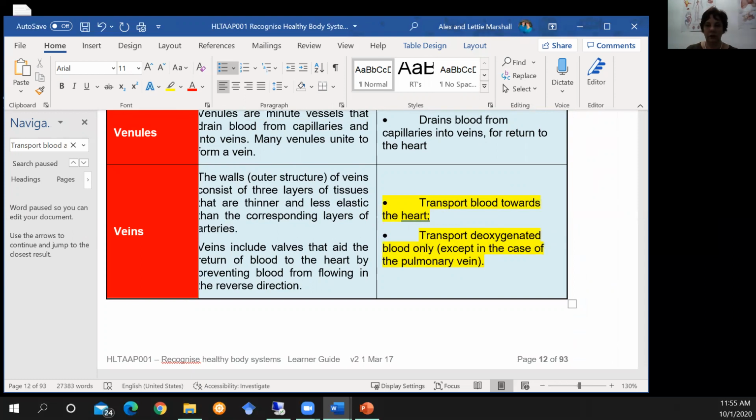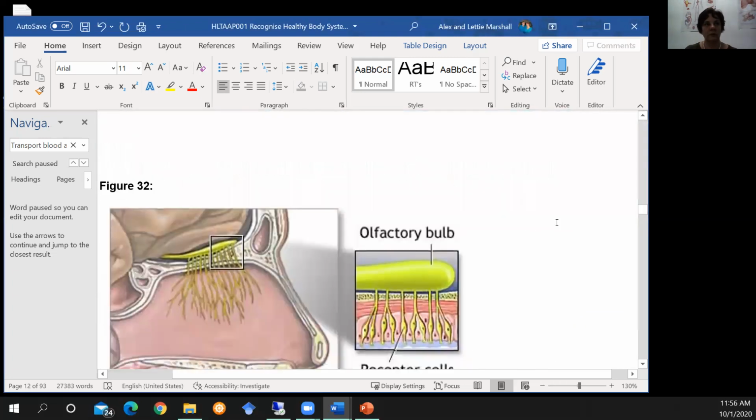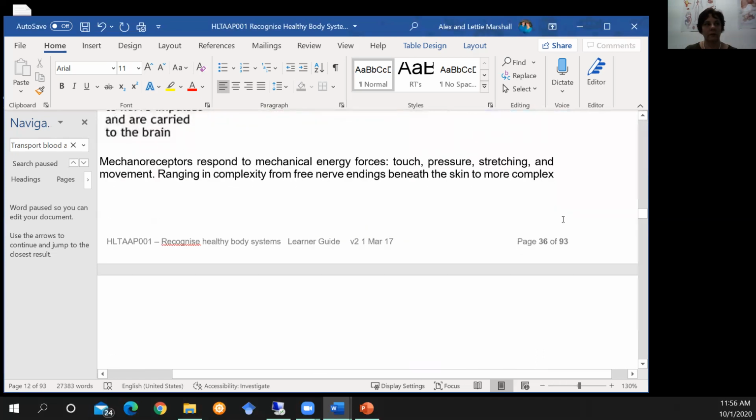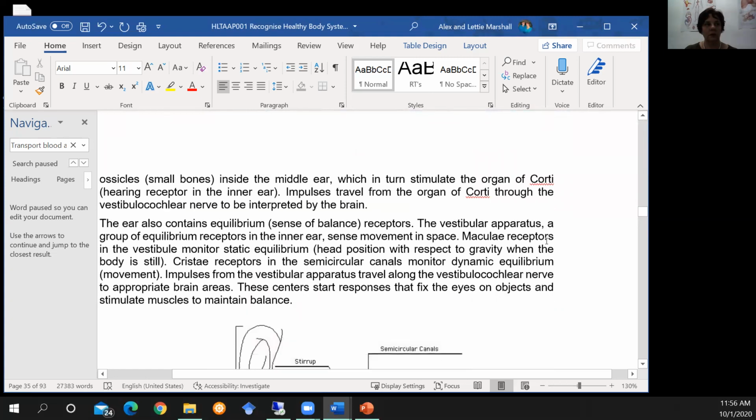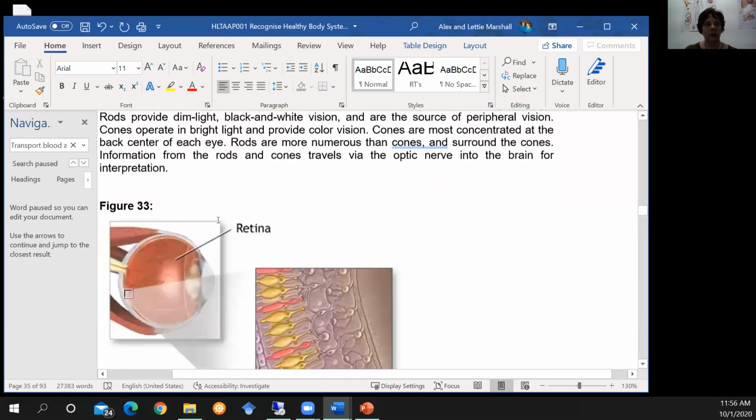Okay. Question 11. Page 34 and 35, but the short answer is the auditory nerve is the ear, the olfactory nerve is the nose, the optic nerve is the eye, and the skin is covered by nerve endings. Yeah, sort of weaved in here. The ear.